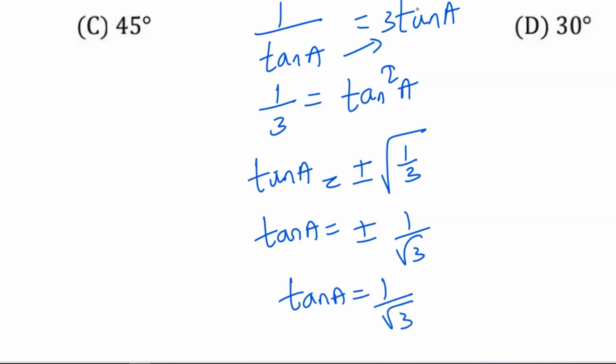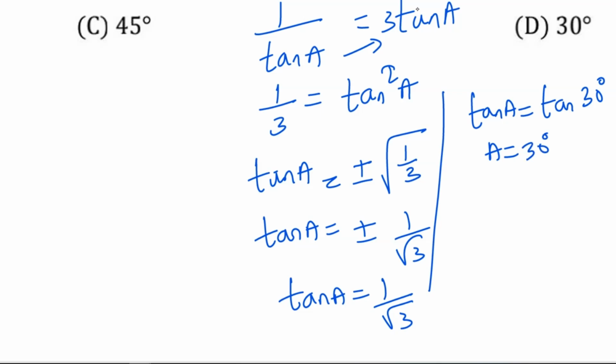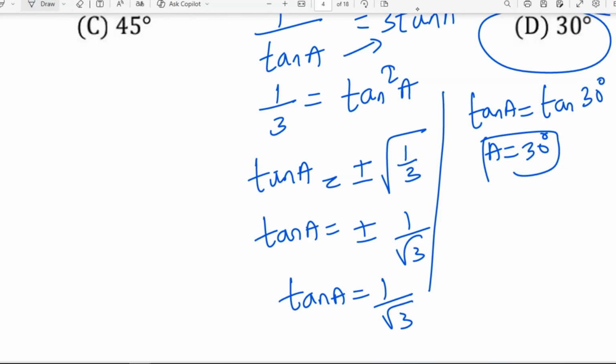So here we can write tan A equals 1 by root 3. When is it 1 by root 3? It is tan 30 degrees. So here A is equal to 30. Angle A is equal to 30 degrees. That is your option D. So, moving on with the next question you have.